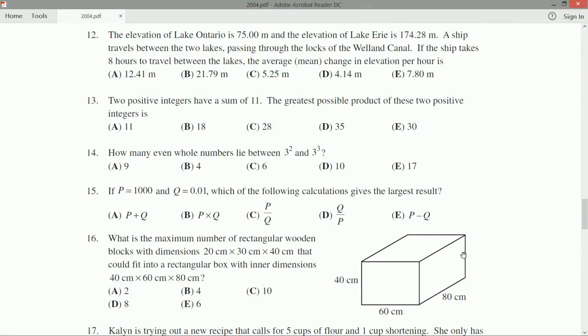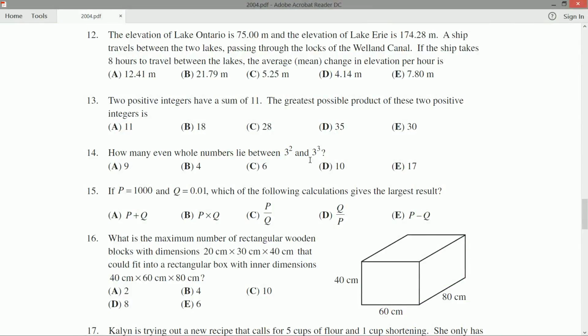And what year is that? 2004. Okay, question 14. How many even whole numbers lie between 3 squared and 3 cubed? So first thing, it might be a good idea to get a sense of what those two numbers are. If you don't know off the top of your head, 3 squared is 9, and 3 cubed is 27.